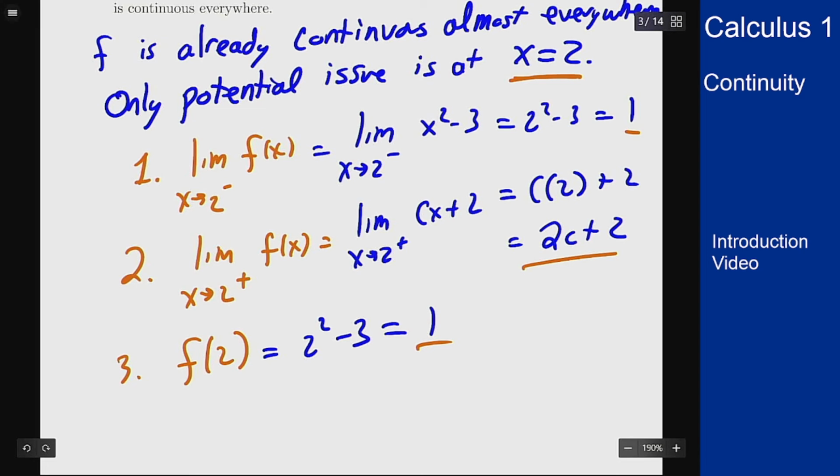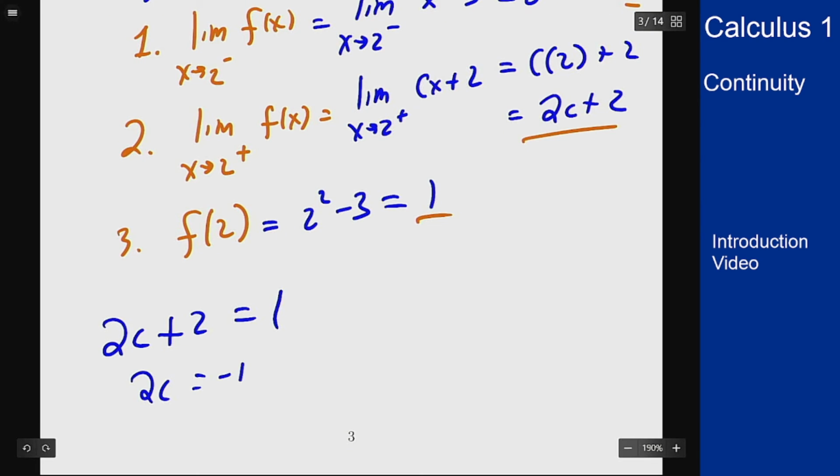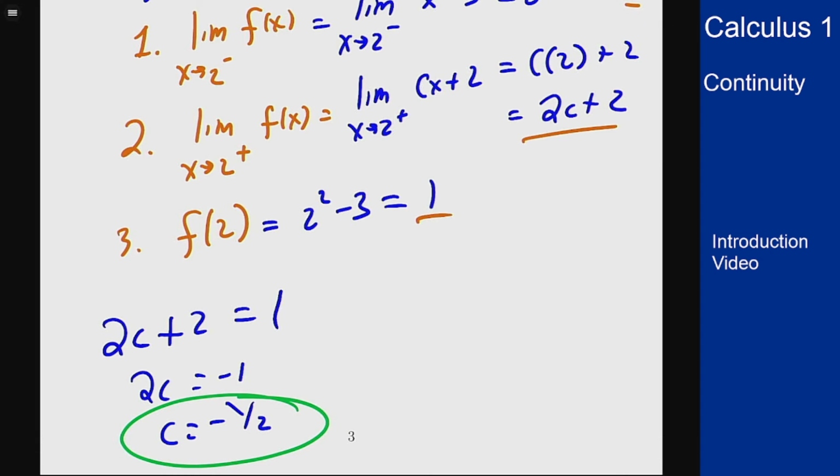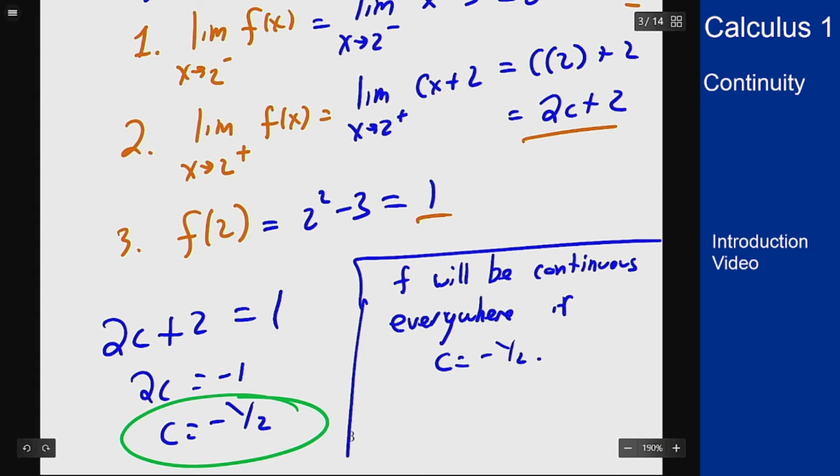Now to make this continuous, all three of these must match, which means I need 2c plus 2 equal to 1, so 2c equals minus 1, or c equals minus 1/2. So for that value of c, this function will be continuous. To summarize, f will be continuous everywhere if c equals minus 1/2.